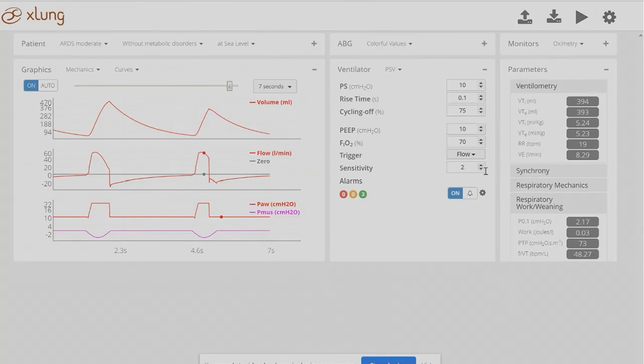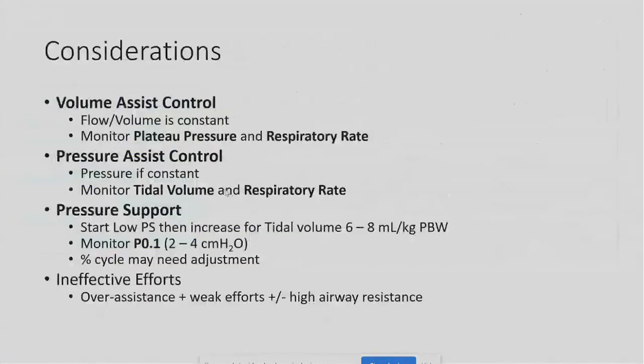So let's quickly go back to my final slide here. So considerations in volume assist control, the flow or the volume is constant. So you need to monitor plateau pressure and respiratory rate. You would set alarms for peak pressure. For pressure assist control, the pressure is constant, so you need to monitor tidal volume very closely and respiratory rate for when your patients start to, etc.